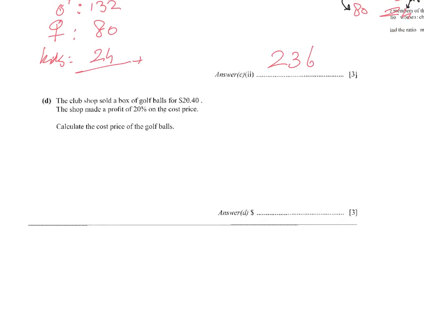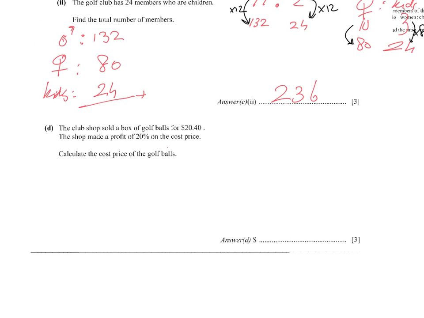Okay. Last question of question 1. The club shop sold a box of golf balls for $20.40. The shop made a profit of 20% on the cost price. Calculate the cost price of the golf balls. Now, 3 points. This is what we call reverse percentage. You got to realize that the cost price is more or less than $20.40? Try to ask yourself that question. Is my answer going to be more or less than $20.40? And hopefully you realize it has to be less.